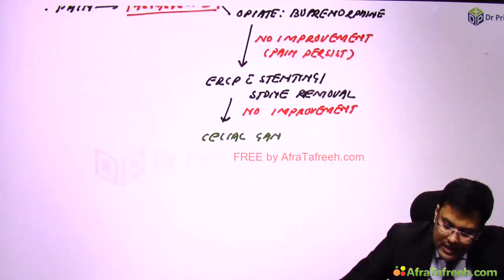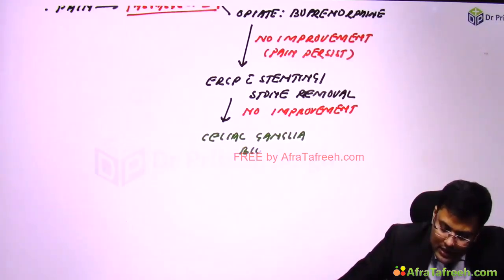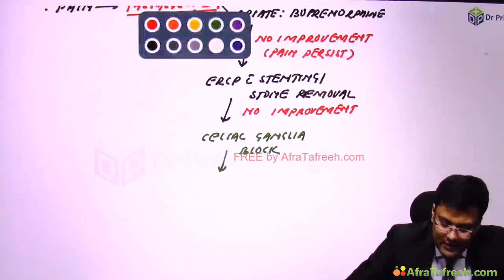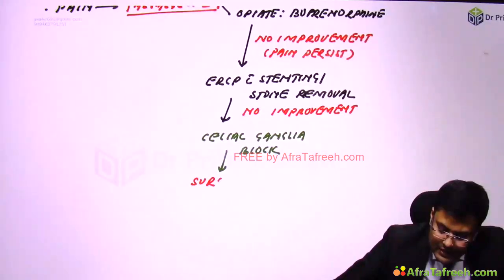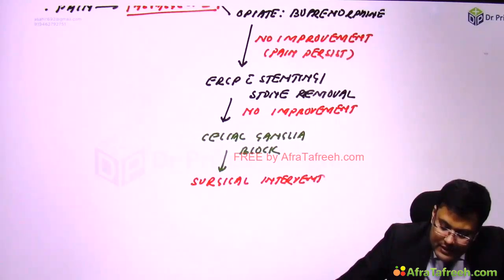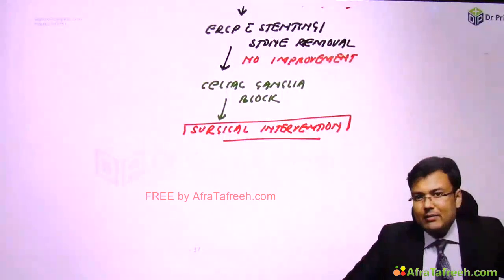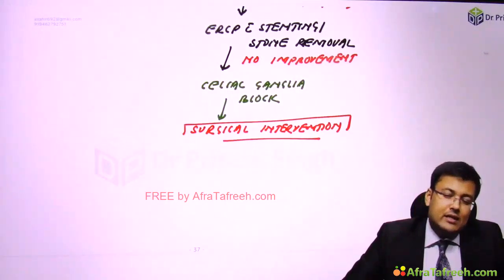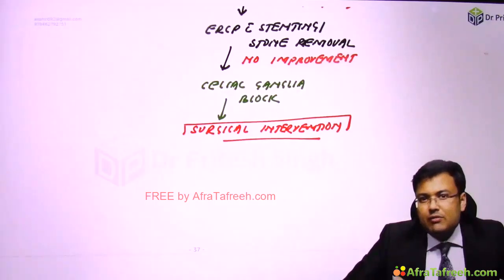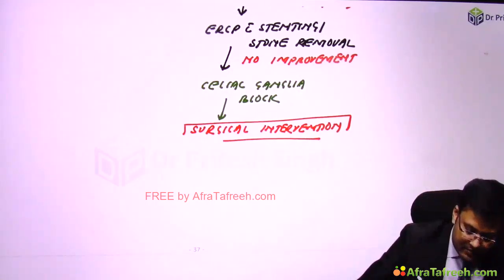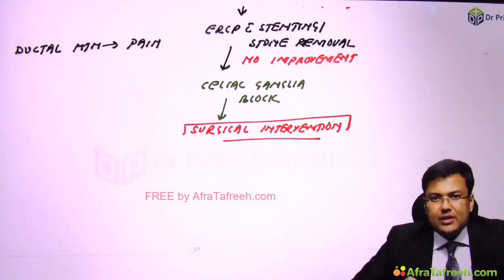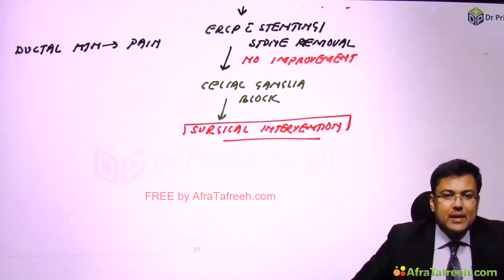Celiac ganglia block. And if there is incomplete relief, what is the last step? We have surgical intervention for pain relief. There are two kinds of surgery available: one is a drainage procedure and one is a resection procedure. The drainage procedure works on the principle of ductal hypertension. It's the ductal hypertension which is responsible for pain, so if we relieve the obstruction and drain the duct freely, pain is relieved.